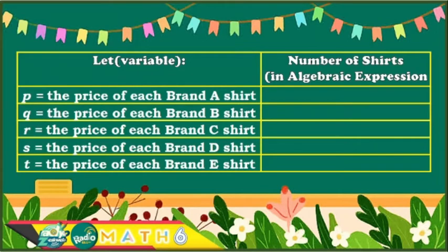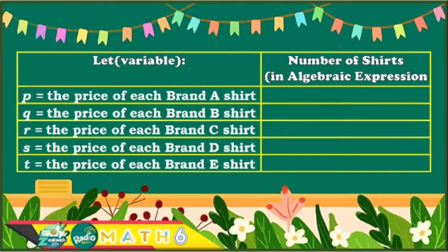So, let's consider the letters P, Q, R, S, and T to stand as our variables. We will make a table showing the variables and its corresponding number of shirts. Observe that the first column is the variables and the second is for the number of shirts written in algebraic expression.